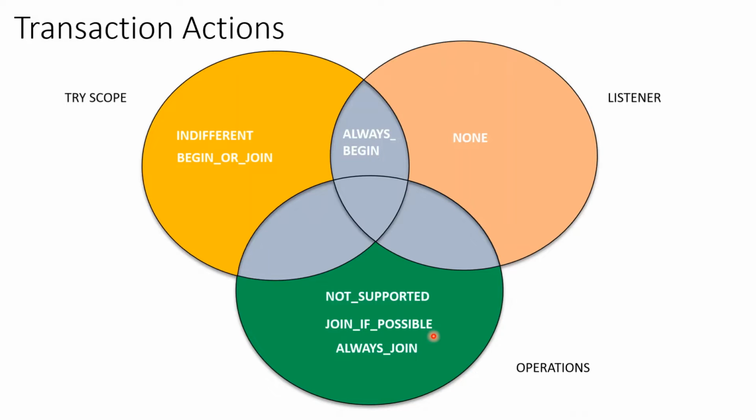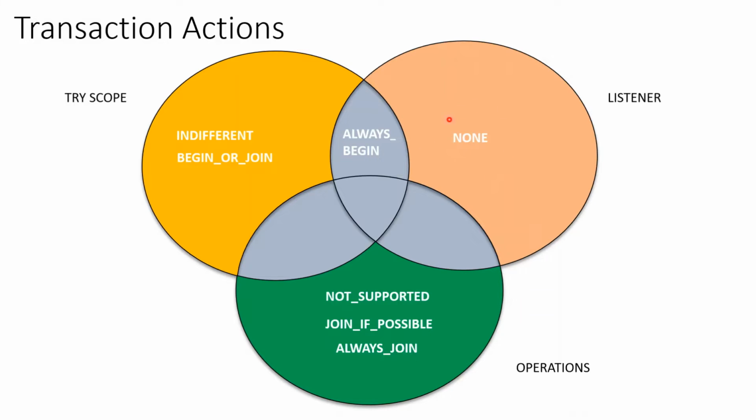Join if possible. This is the default action for any operation, and what it does is, if there is any existing transaction, it will join it, but if there isn't any, it will just execute outside the transaction. Then we have the always join in operations. So always join always expects a transaction to be in progress when a message is received. If there is no transaction, an error occurs.